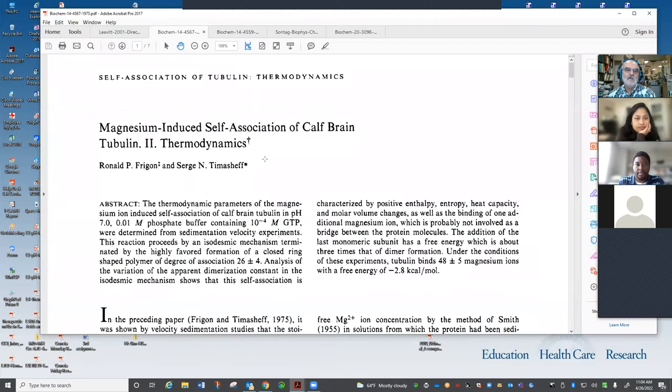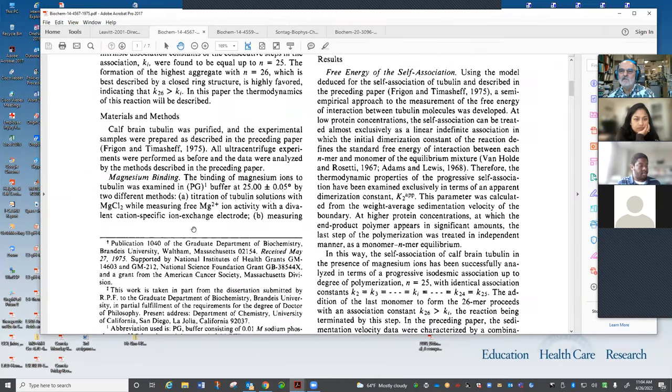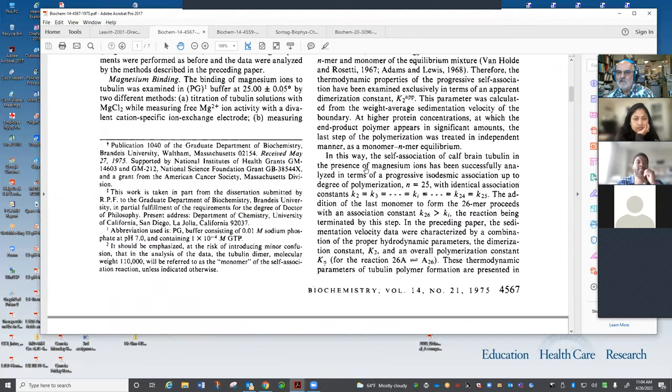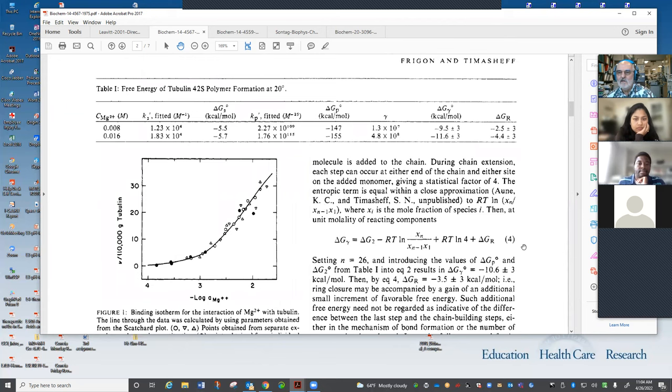So this is the second paper, and it discusses it in terms of thermodynamics. It summarizes what was discovered, and then re-presents the isodesmic character. And then we begin to have a discussion of how you interpret the data with magnesium. And so we're going to get into enthalpies, entropies, et cetera.